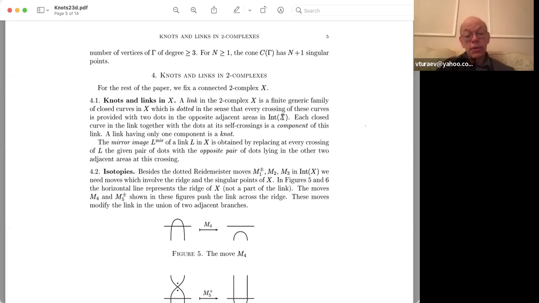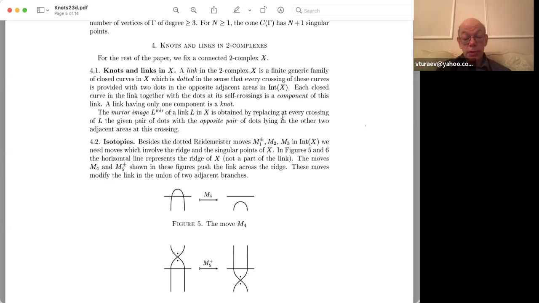All right, there is a notion of mirror image. The mirror image is obtained by just switching our choice of dots at every crossing. If we switch the chosen pair of dots in every crossing, it means that we pass from a link or a knot to its mirror image.